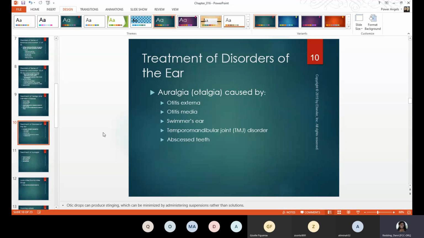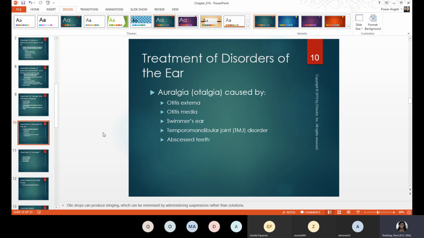There are a few ways this particular disorder could be caused. That could be caused by otitis externa, otitis media, swimmer's ear, TMJ, which is a temporomandibular joint disorder, another name for lockjaw, and then also an abscessed tooth. So there are some otic drops. Remember, otic represents eardrops. Eardrops can produce stinging, which may be minimized by administering suspensions rather than solutions.